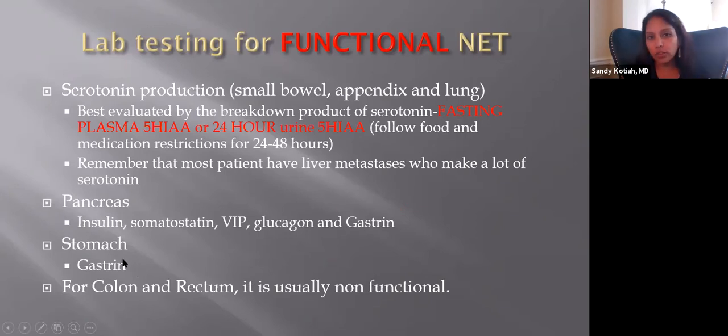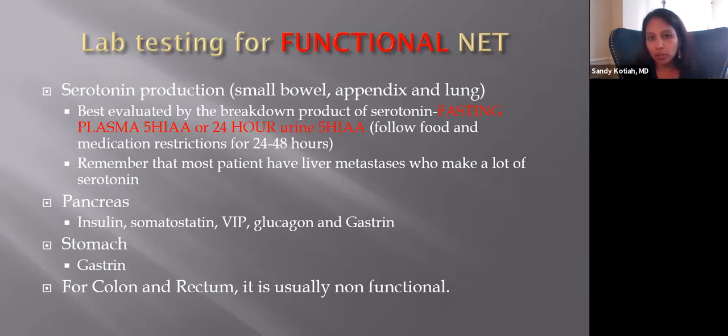So these are all the different locations and all the different tests. The serotonin can be produced by spread of a tumor from the small bowel to the liver, the appendix, and about 10% of the time from the lung. And I have the ability to draw the plasma 5-HIAA, which is the breakdown product of serotonin, which is much more reliable to draw. And the patients usually have to be fasting for 8 hours. Otherwise, you can do the 24-hour urine 5-HIAA, but you have to follow the food and medication restrictions for about 24 to 48 hours so that you can make sure the test is accurate.